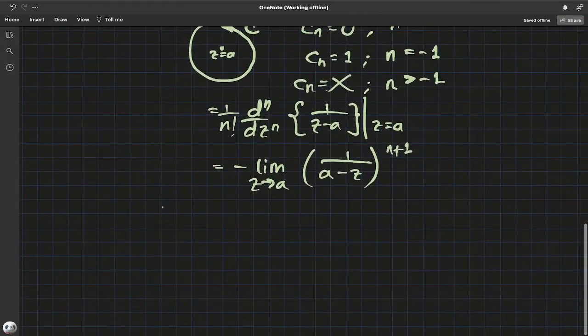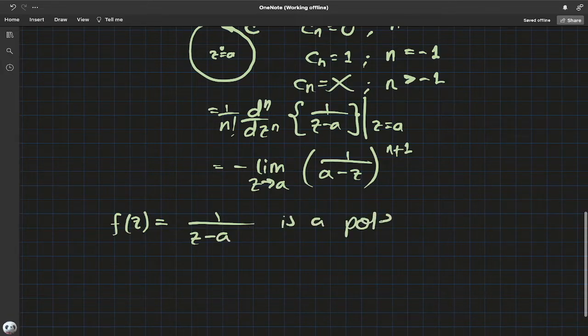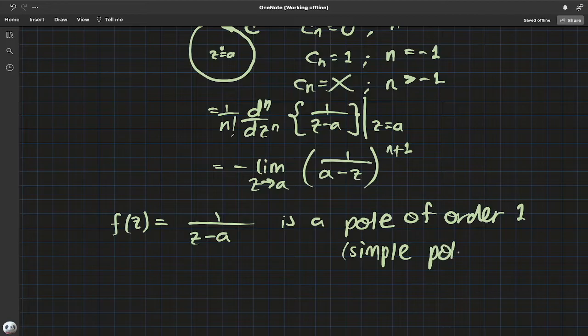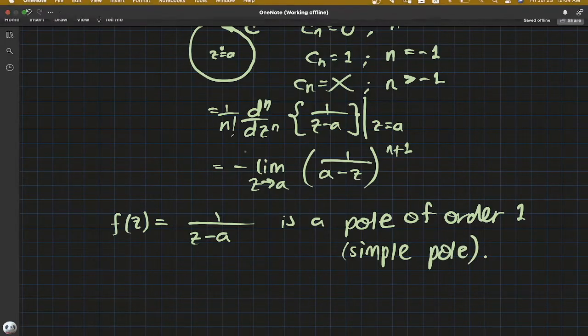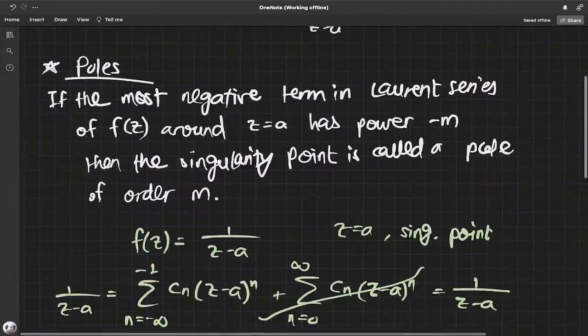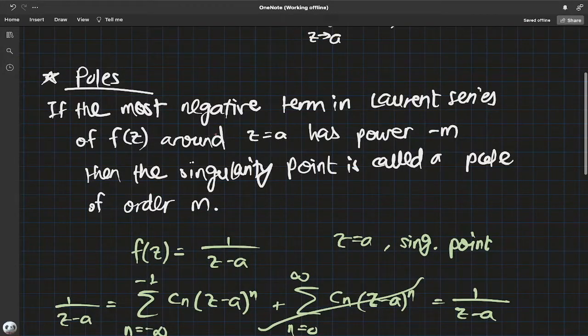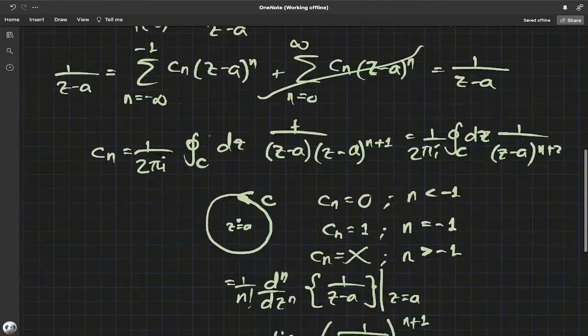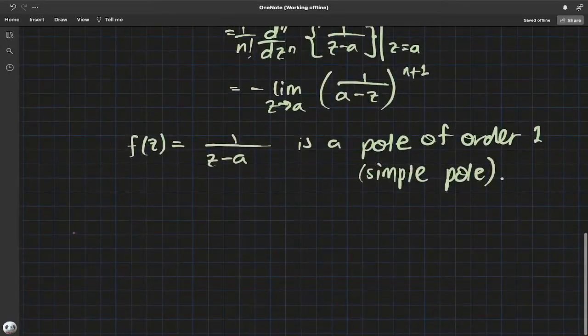So in this case we only have one negative power, which is -1 in the Laurent expansion, which means that f of z equals 1 over z minus a is a pole of order 1. In other words, it's a simple pole. I think I might have confused you slightly by my framing of words, but I will try to prove this point with another example.